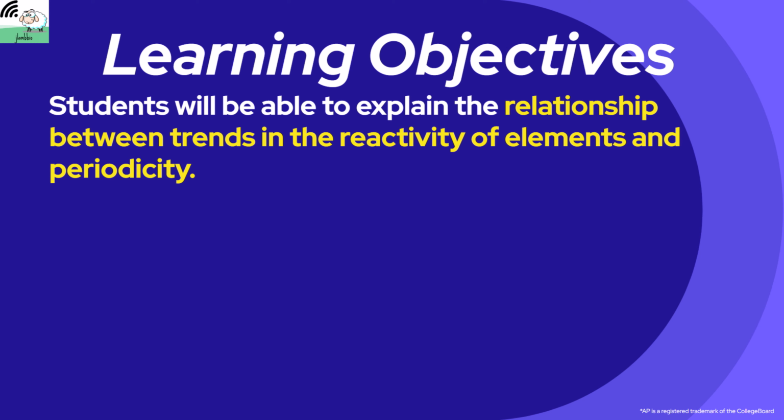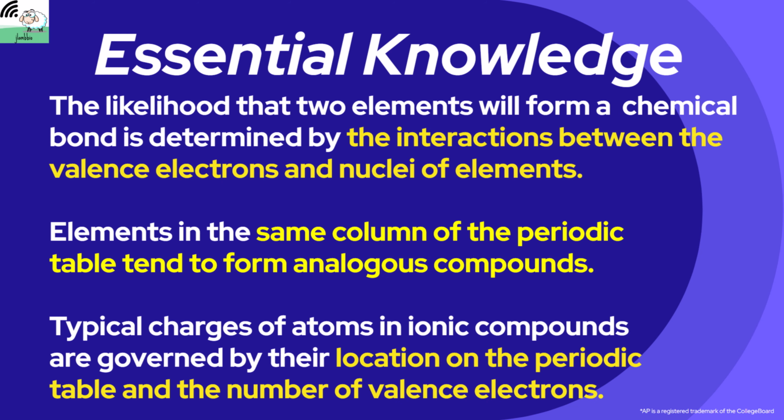So for example, compounds like NaCl and KCl and LiCl are all going to have very similar chemical properties because A, they combine together in a 1-to-1 whole number ratio, B, they're ionically bonded, and C, well, because I said so. No, just kidding. But let's go through some of the essential knowledge real quick.